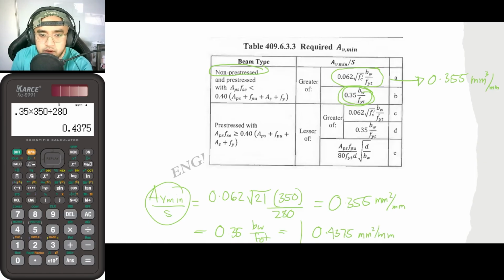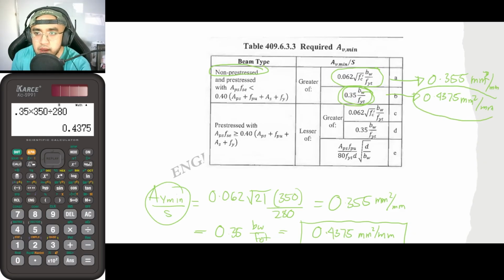So we would now be choosing this value here. Yan na po yung pipiliin po natin. So from that, guys, this is 0.4375 millimeter squared per millimeter. Okay, so this is now our AV mean. Okay, so AV mean over S.